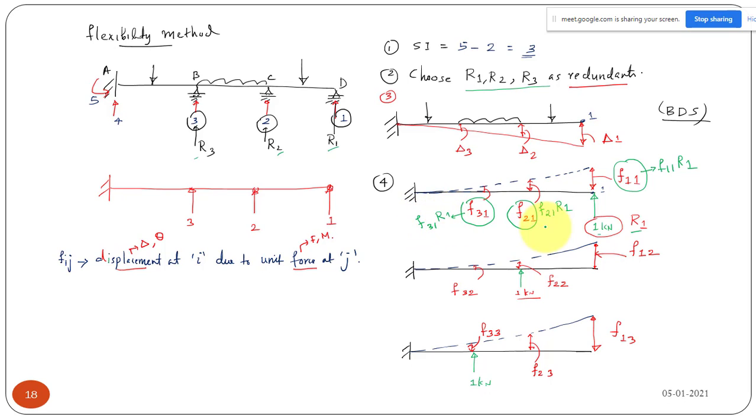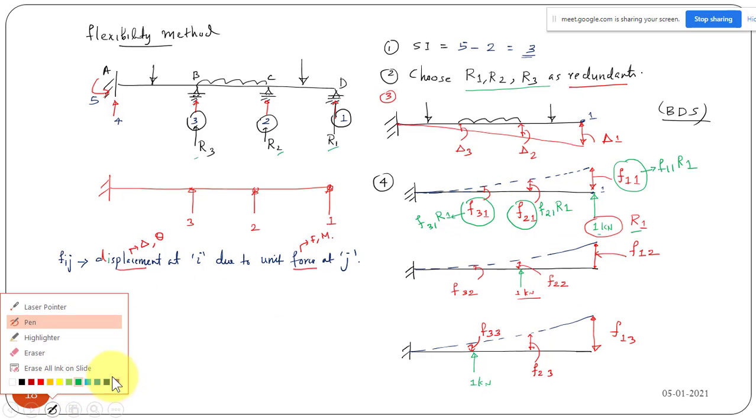Simple relation. We have a unit load, which is why we take the unit load, and I can compute the deflection at this point. Now, if instead of unit load you apply 100 kilonewton, you just multiply these values by 100. So if we have R1, the deflection at this point will be F11 R1, this will be F21 R1, and this will be F31 R1.